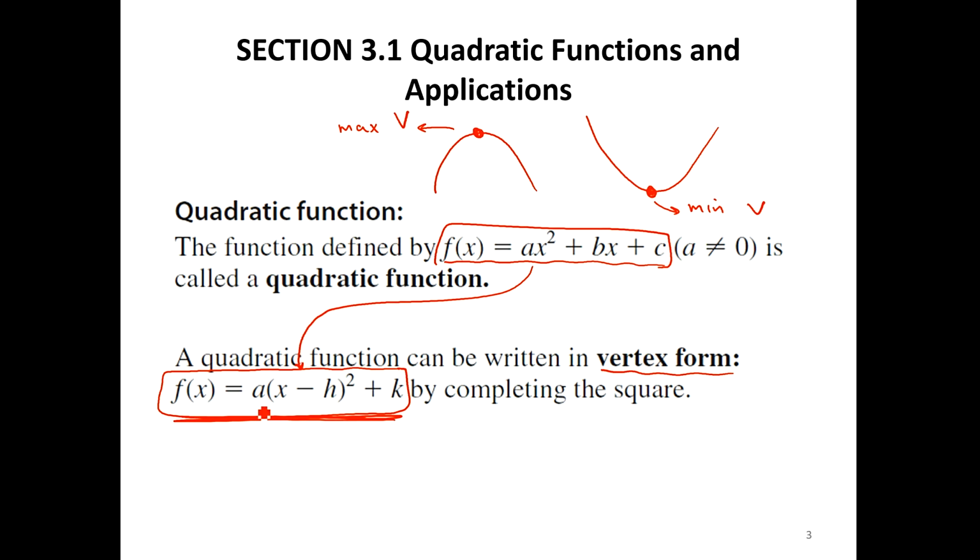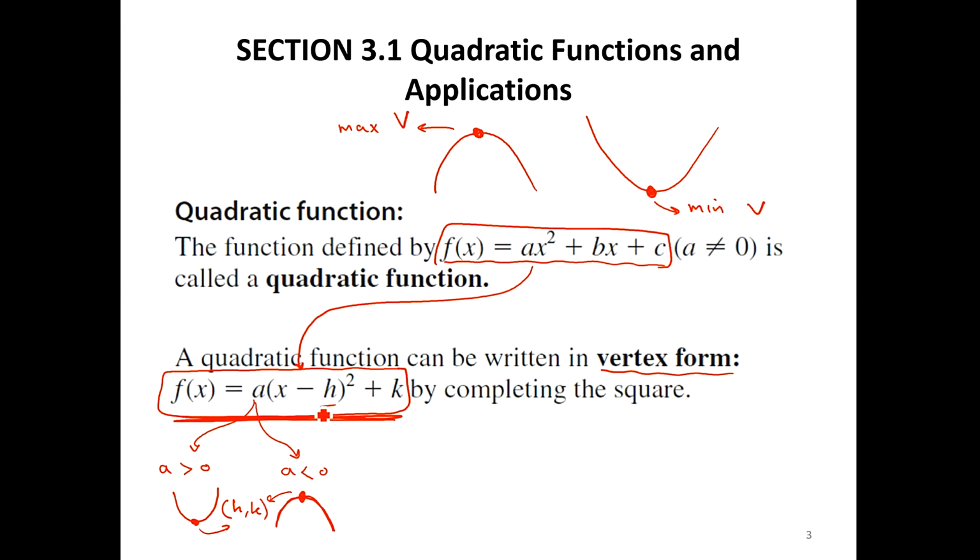And this is a. From this a, we can conclude that if a is greater than 0, we have concave up and the vertex is a minimum. If a is less than 0, negative, we have a parabola concave down, and the vertex is the maximum. The vertex we can obtain from the vertex form of a quadratic function by h and k.